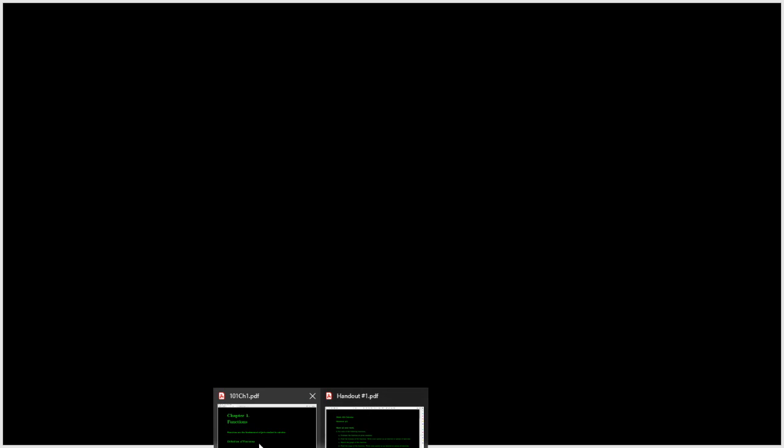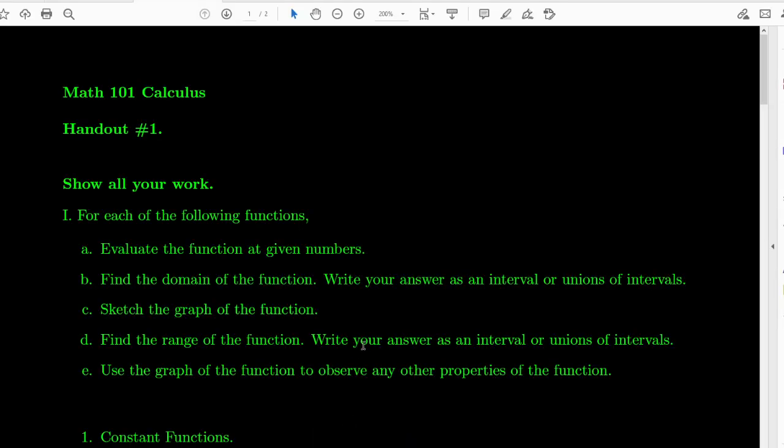In the future, for the domain and the range, you are required to write the domain and the range using interval notation. You see, it's part of the requirement. Write your answer as an interval. Don't worry about unions. When we see we need the unions, I'm going to talk about the unions, as a review class anyway.